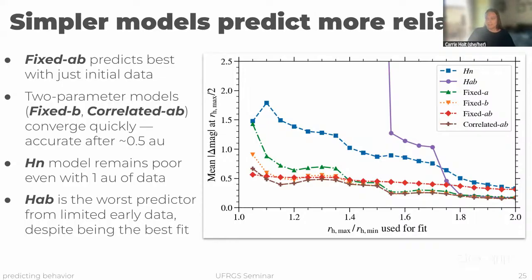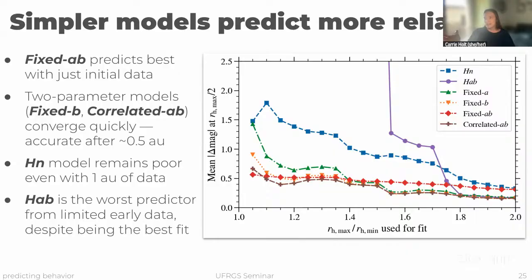But you can see, even when we just have that first little tiny bit of data, if you use the fixed AB model with only one free parameter, which is the red diamond shape, it has a pretty decent fit. It has a pretty decent fit with minimal data, most of the time within one magnitude, and that's really good for predicting. And then we also have these two parameter models, which, once you have just a little bit more data, converge quickly to something much more accurate.